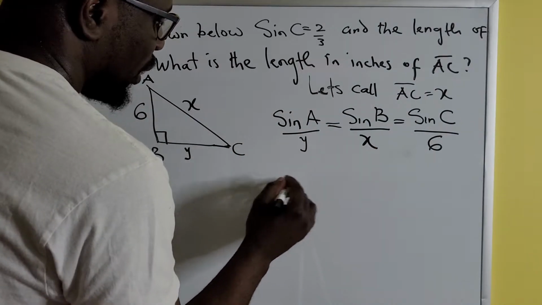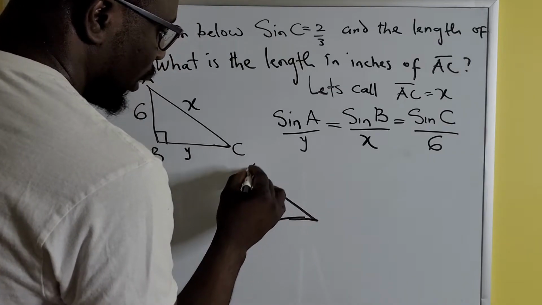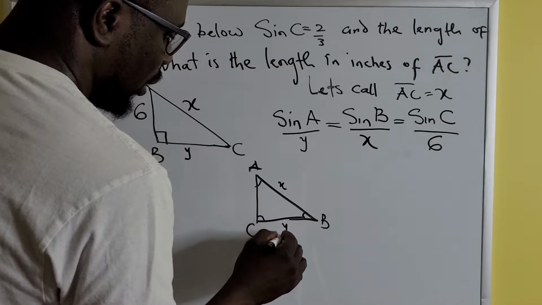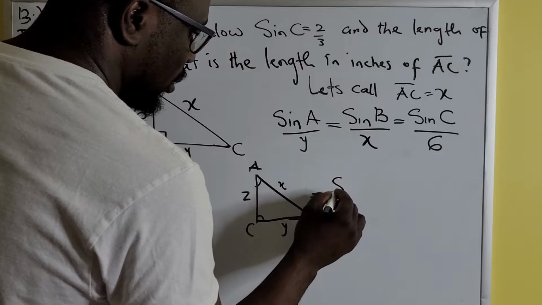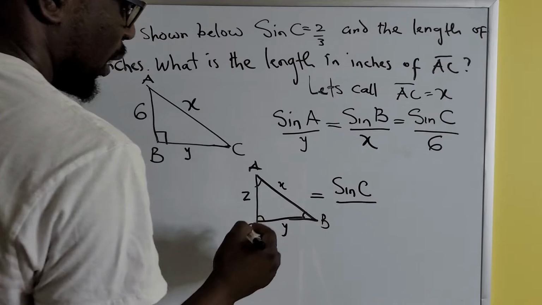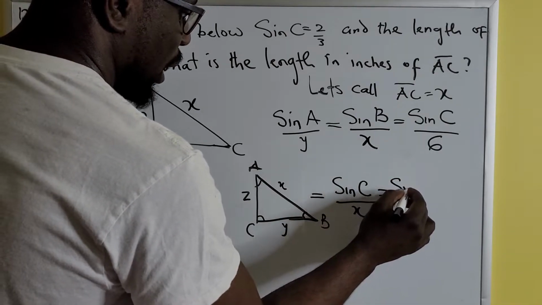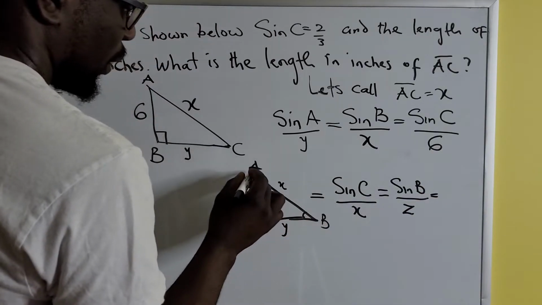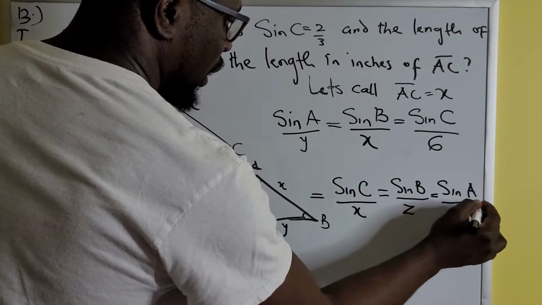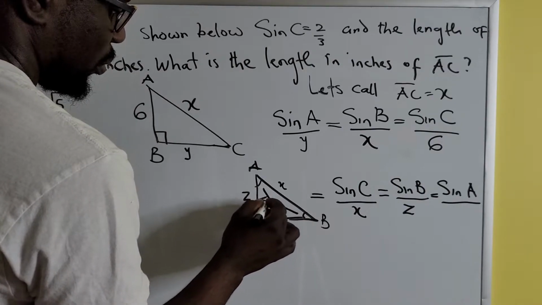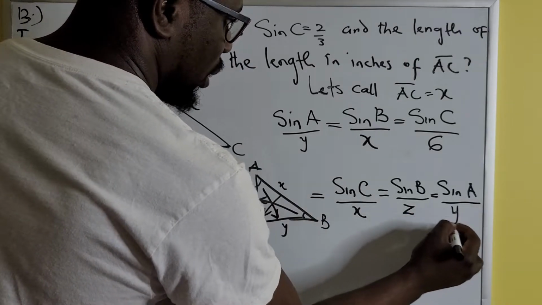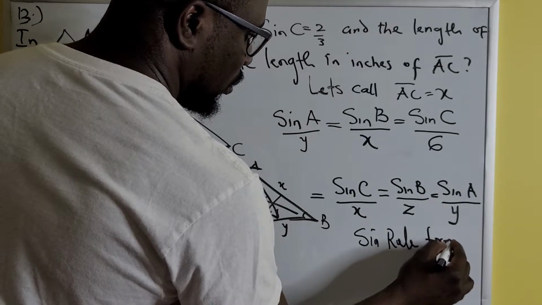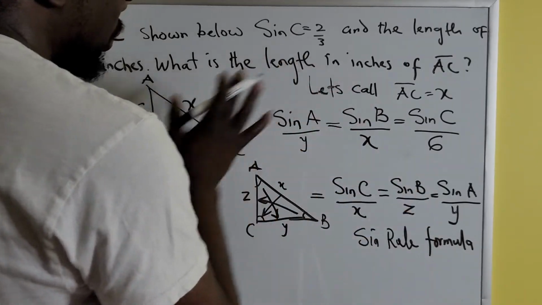This formula is the same thing as, say, if you have a triangle like this, A, B, and C, you have X, Y, and Z. This formula says sine C divided by X is equal to sine B, then take the side right here, Z, is equal to sine A divided by the side directly facing it. So in this case, I have Y. This formula is called the sine rule formula. That's what it's called. And this formula is what we're going to use to solve this question.